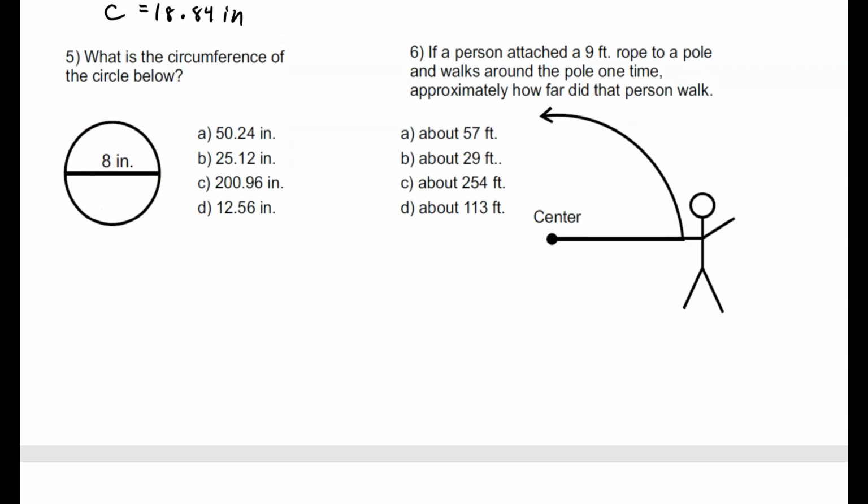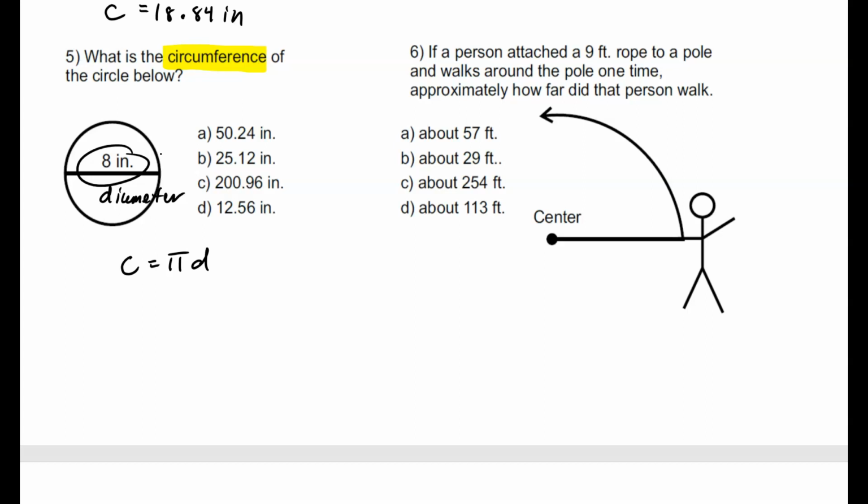Number 5, I'm also going to have you do on your own because it's related to circumference again. In fact, this problem is easier than number 4 because this time they actually give you a diameter. So there's no extra work that you have to do. You just have to plug that into the circumference formula of C equals pi times the diameter. All right.